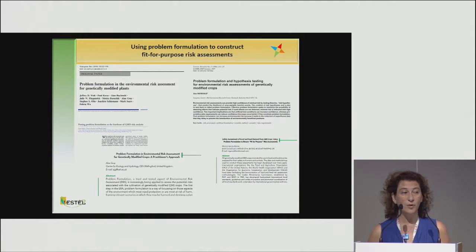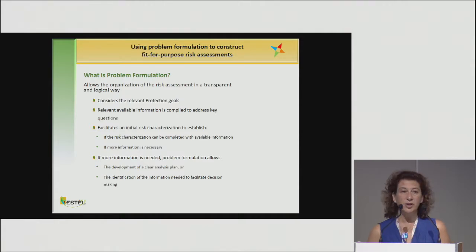So these are some examples of the flurry of publications that came up regarding how to apply problem formulation to the risk assessment of genetically modified crops. These are only examples. There are more of these publications. So one question that is often asked is, well, what exactly is problem formulation?